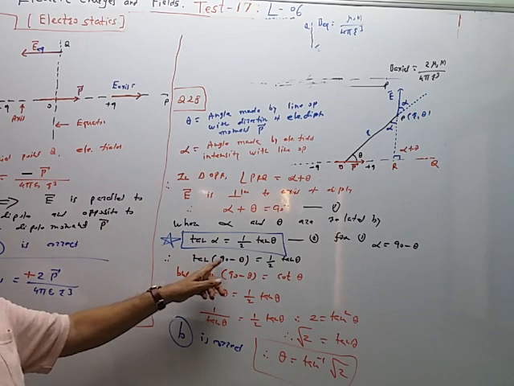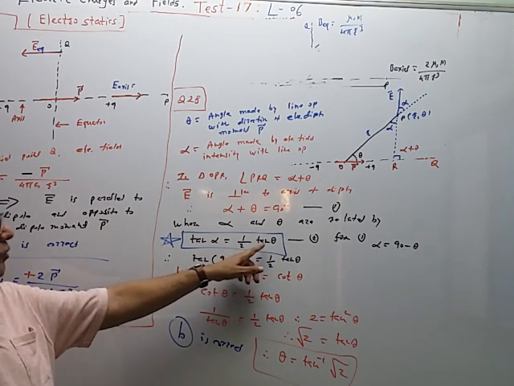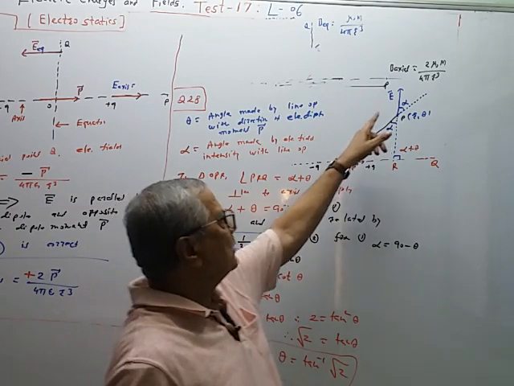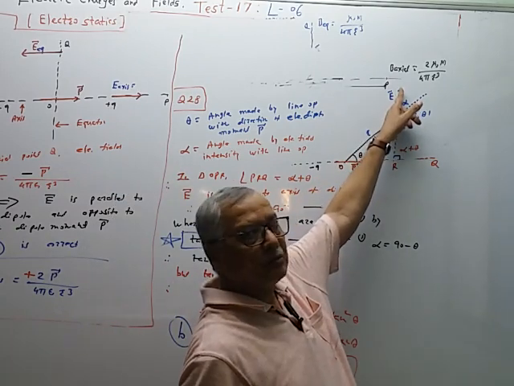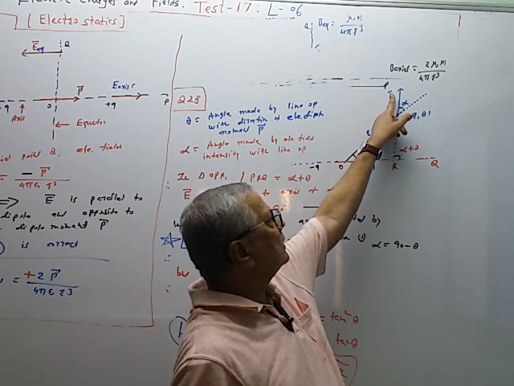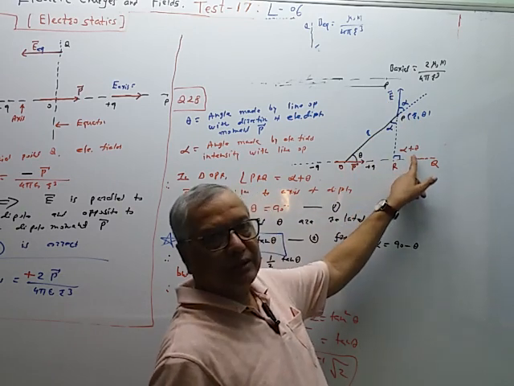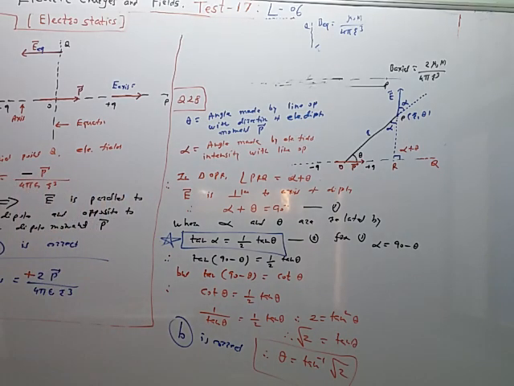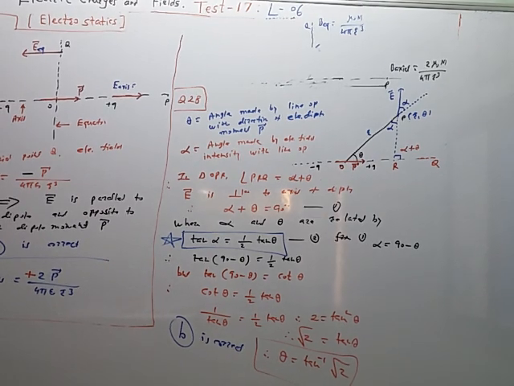So for any point we know this relation: tan of alpha is equal to 1/2 tan of theta. Theta is the angle made by line OP and alpha is the angle made by electric field or magnetic field with line OP. So this plus this is equal to total angle made by electric or magnetic field with the dipole axis, like this. So remember this formula. Tan of alpha is equal to 1/2 tan of theta.